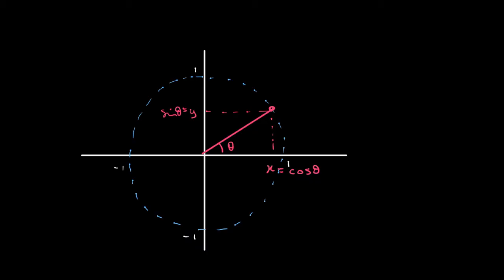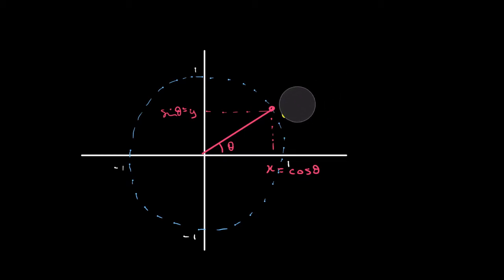So cos theta means the x coordinate on the circle, and sine theta means the y coordinate on the circle. In the case where theta is equal to 30 degrees, the x coordinate is going to be root 3 upon 2, and the y coordinate is equal to a half. That means cos 30 will be root 3 upon 2, and sine 30 will be a half.